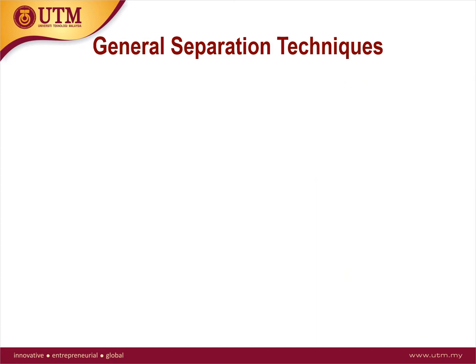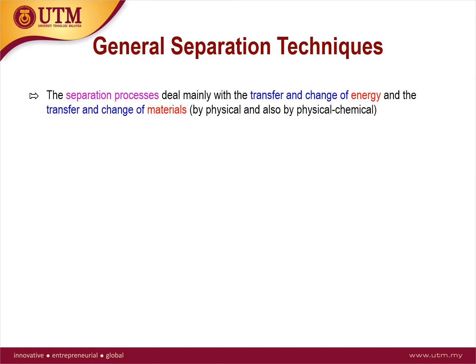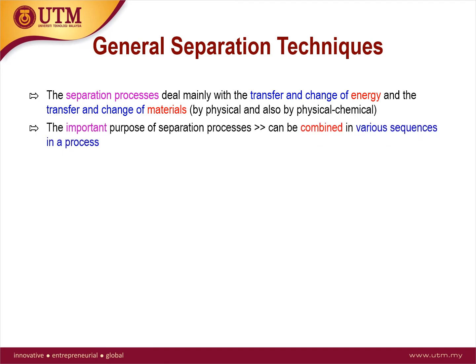Now we move to general separation techniques. The separation processes deal mainly with the transfer and change of energy and materials by physical means and a combination of physical and chemical, so-called physicochemical. The important purpose of separation processes is that they can be combined in various sequences in a process. There are 5 types of separation techniques.